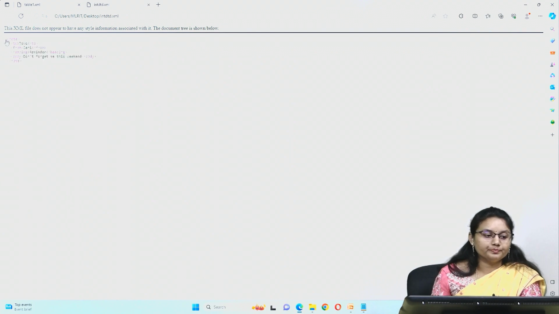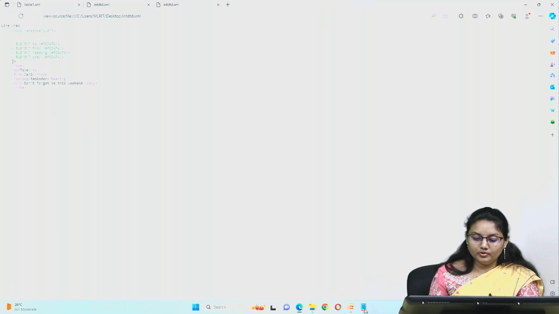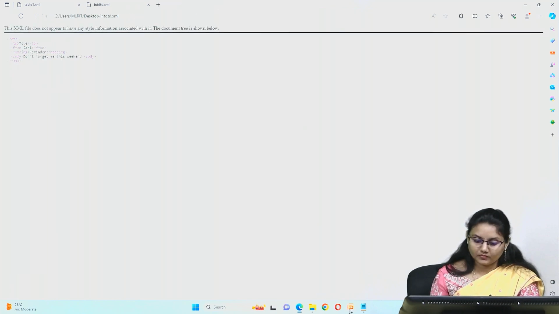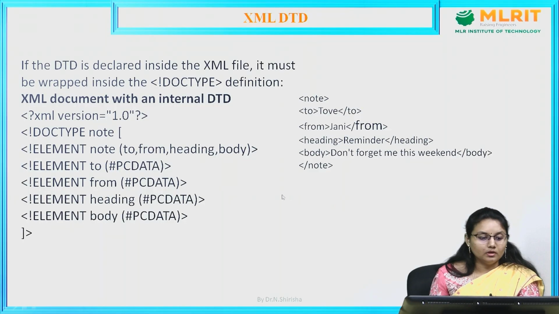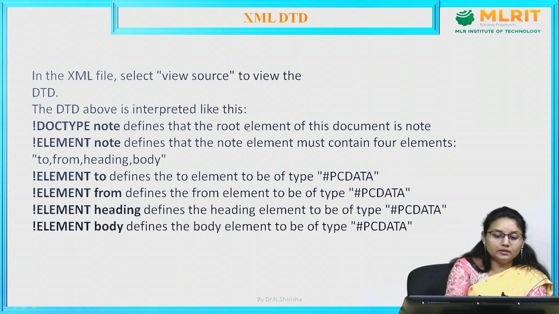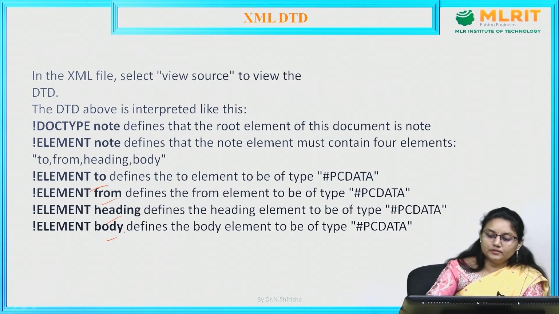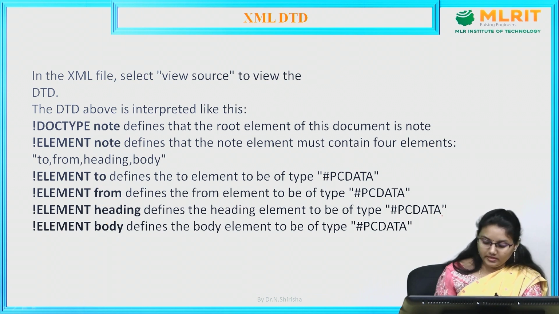There is no change in the output. This is the general output you get for the note program. But if you see the source code, there is some DTD also given. By seeing the DTD, one can easily know what the elements are and what the attributes are. So this is the output for your program. Now going back, let me show you. As I told you, note defines the root element, and to, from, heading, body are the child elements, which are of type PCDATA, parsed character data.